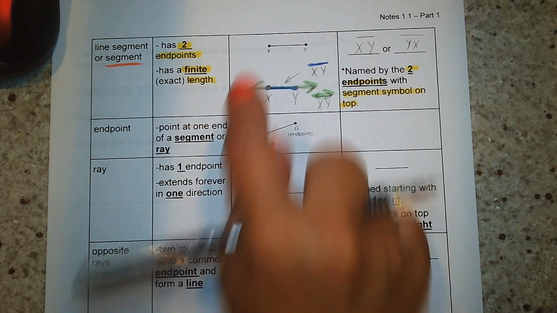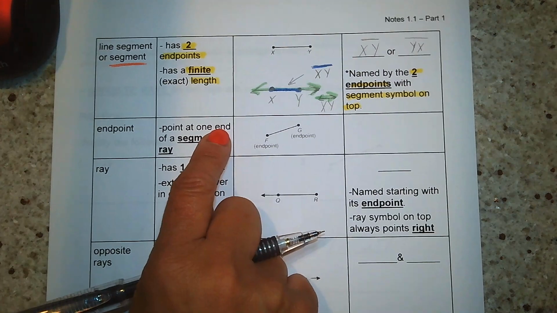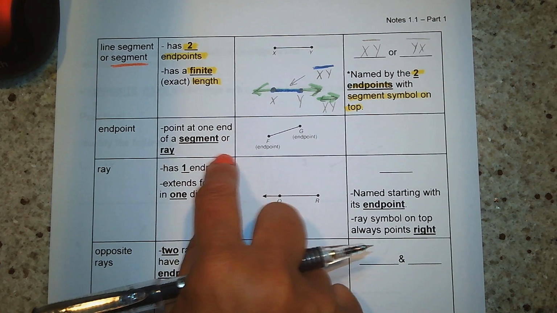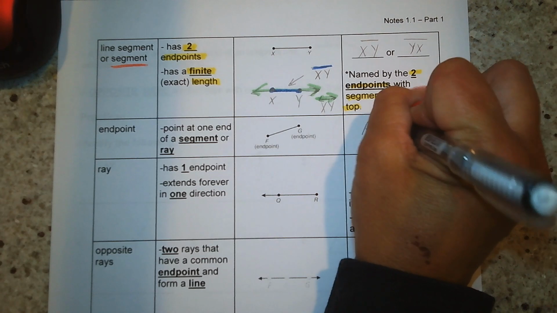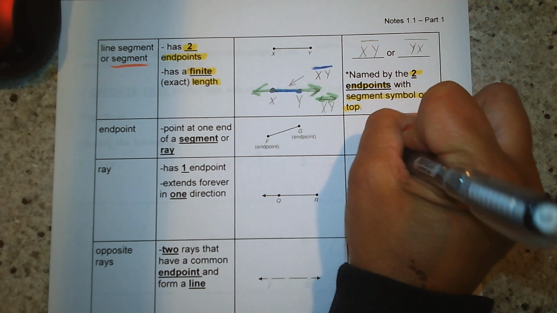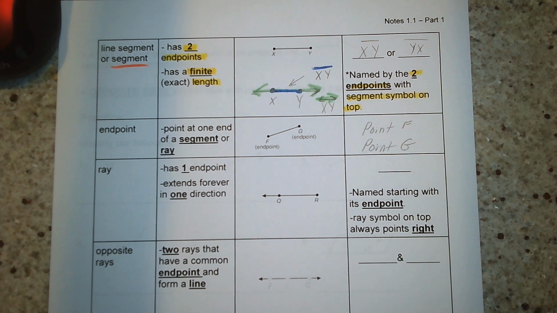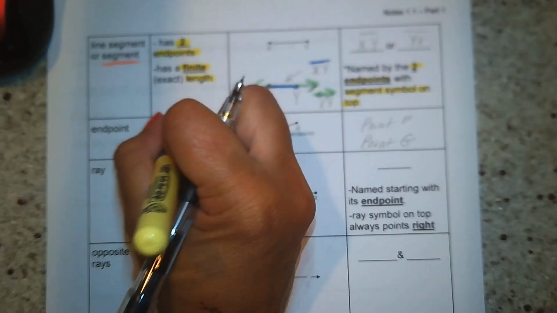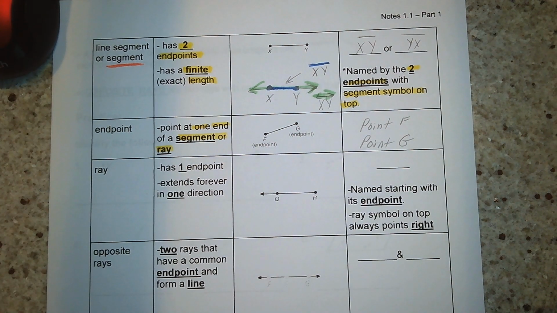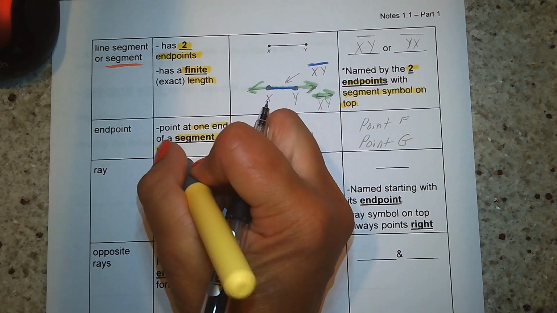As we mentioned about endpoints, these are the endpoints. They are the points at either end of a segment or ray. Okay, so both of these, point F is an endpoint and point G is an endpoint, but they are always the points at one end. In this case, you have them at both ends of a segment or ray. Okay, now let's talk about ray. A ray has only one endpoint, only one.